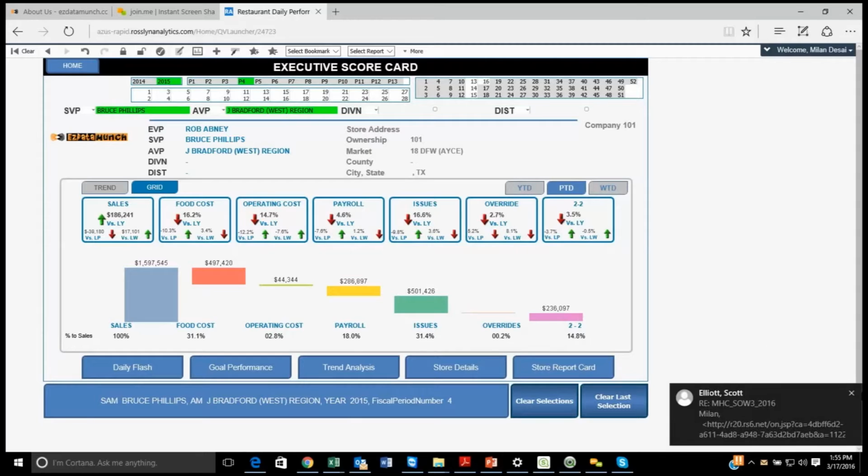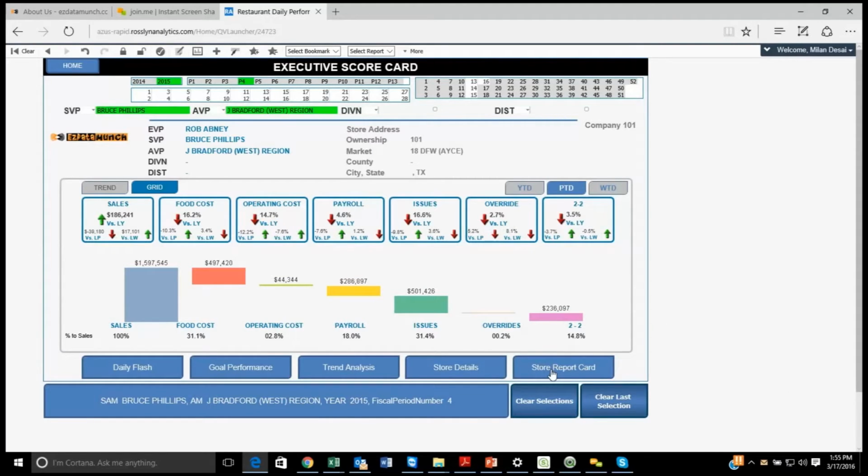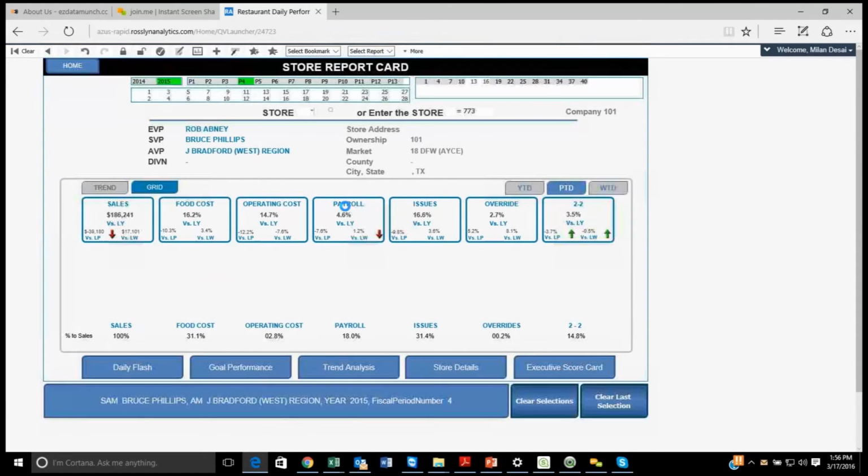Now, once you look at the people performance, we can also go to the store report card, which basically allows you to look at a specific individual store and how they are performing. Understand that this data is coming on a daily basis. This is like a daily number.